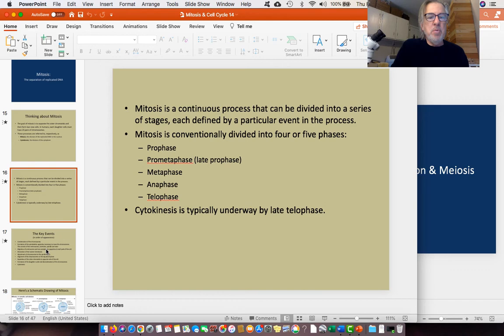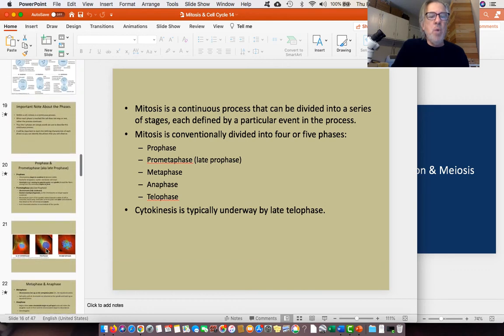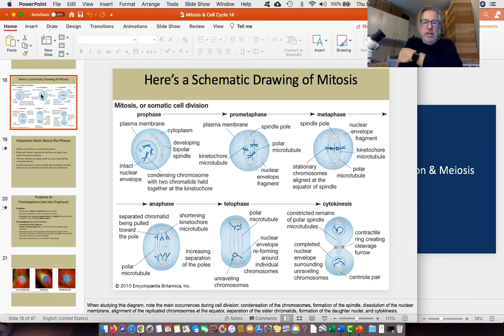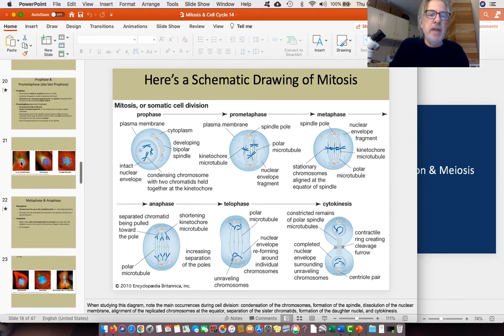Now, if we want to take a quick look at what these phases look like, you can see it in this diagram, and I'll leave that for you to review, but basically it's the condensation of chromosomes, the lining up of the chromosomes at the metaphase plate, the separation of the sister chromatids, and the reformation of the nuclei, and then the separation of the cells. Let's look at each phase.